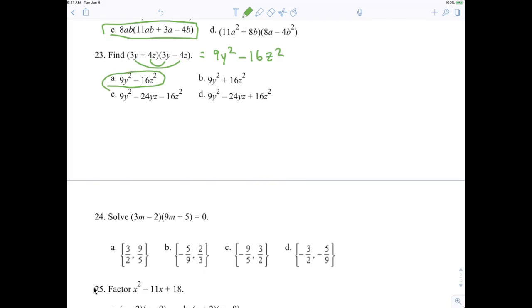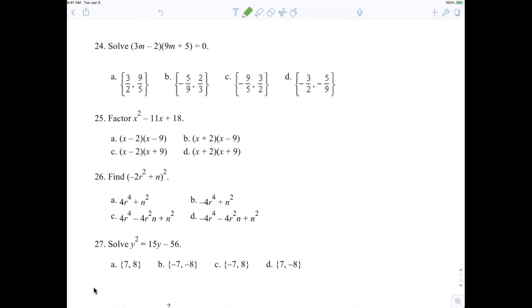All right, you like to see number 24 because it's already what? It's already factored for you. If it's already factored for you, just set the factors equal to 0. So now we say 3m minus 2 equals 0. 9m plus 5 equals 0. So m is equal to 2/3, or m is equal to negative 5/9. Correct answer here is what? B.